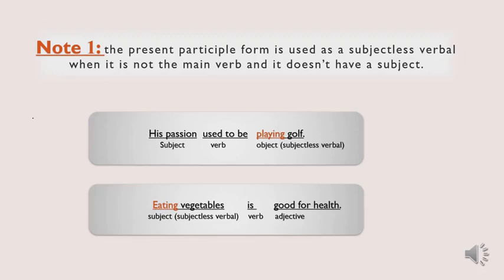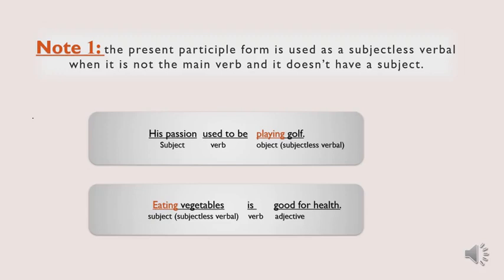Another example is eating vegetables is good for health. In this sentence, the main verb is. The verb to be is. Eating vegetables is the subject of this sentence, and good for health is the complement. It is an adjective. Eating vegetables is the subject. Eating, a verb with ing, is not a verb here, is not the present participle of the verb. Here, it is a subjectless verbal.